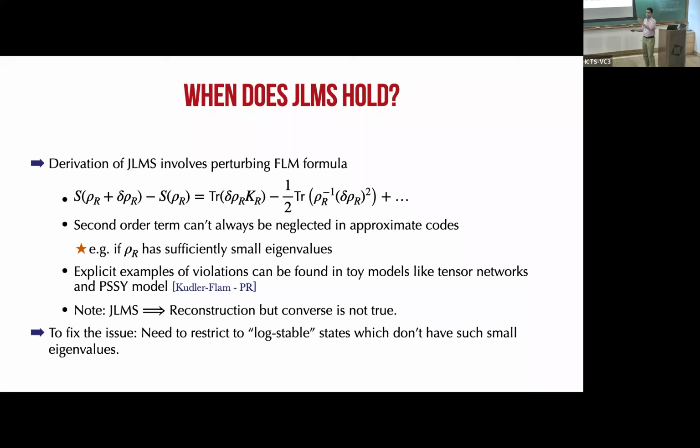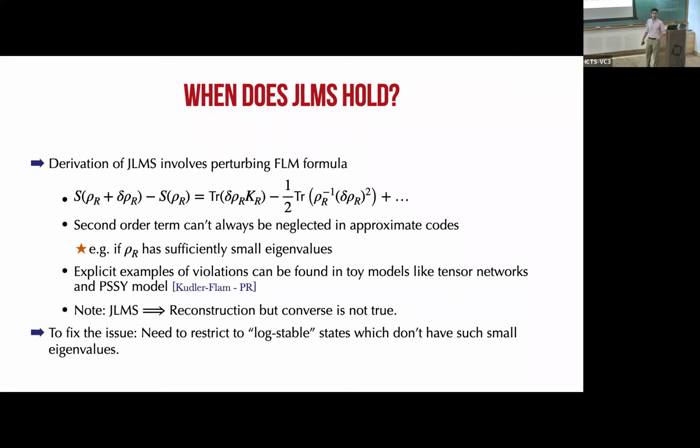So you certainly need, there's a lower bound on how big a perturbation you need to consider. And once you take that into account, these small eigenvalues are a problem. So there are situations you can find in toy models like tensor networks and the JT gravity with end of the world branes, where this term actually becomes important, and this leads to large corrections to the JLMS formula. So the JLMS formula just fails, even though reconstruction doesn't fail.